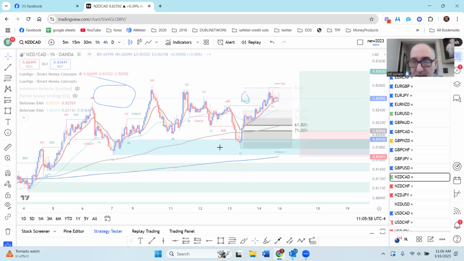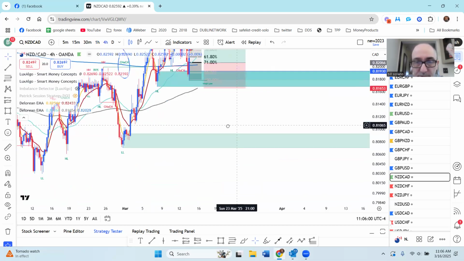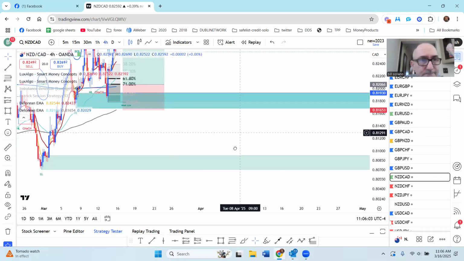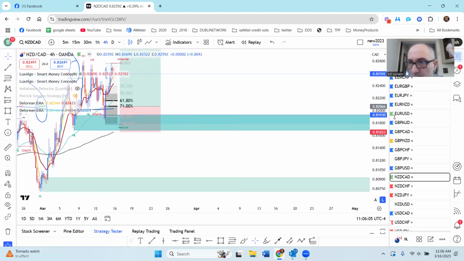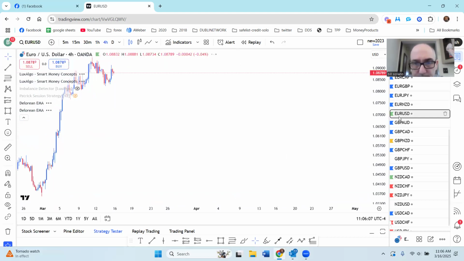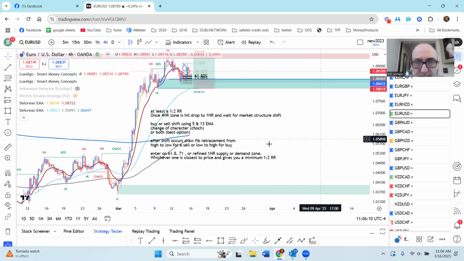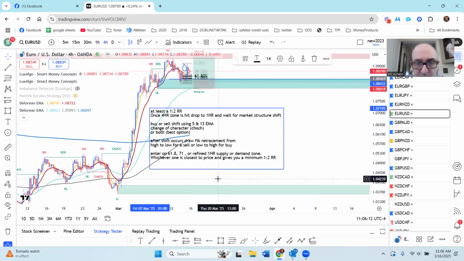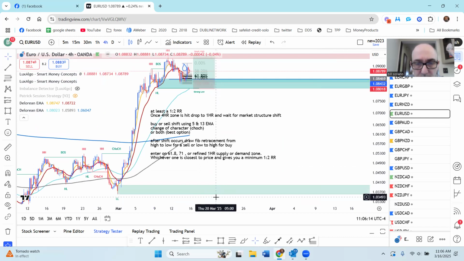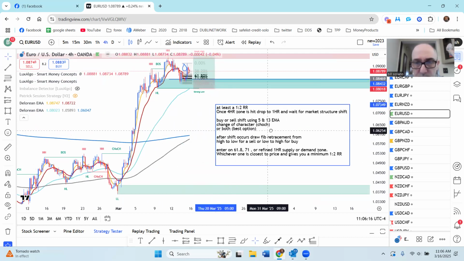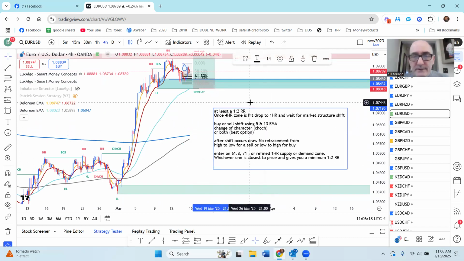Okay, so I got it all done for you down here, guys. I put it on this one here. So right now we have the rules for the entry strategy. Again, at least a 1 to 2 risk to reward once the 4 hour zone is hit. And again, we're using the indicator and the moving averages to determine the trend bias on the 4 hour and identify our supply or demand zone.